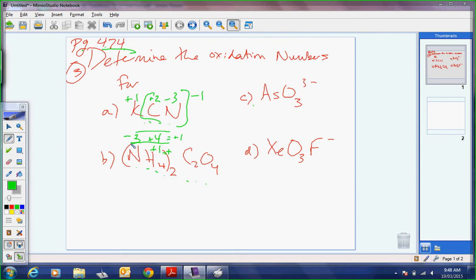And then what is the toolkit you're going to use for the C2O4 then? What's the overall charge there? -2. How do you know that? Because of that 2. Reverse the crisscross. Right, so that 2 must be that -2.